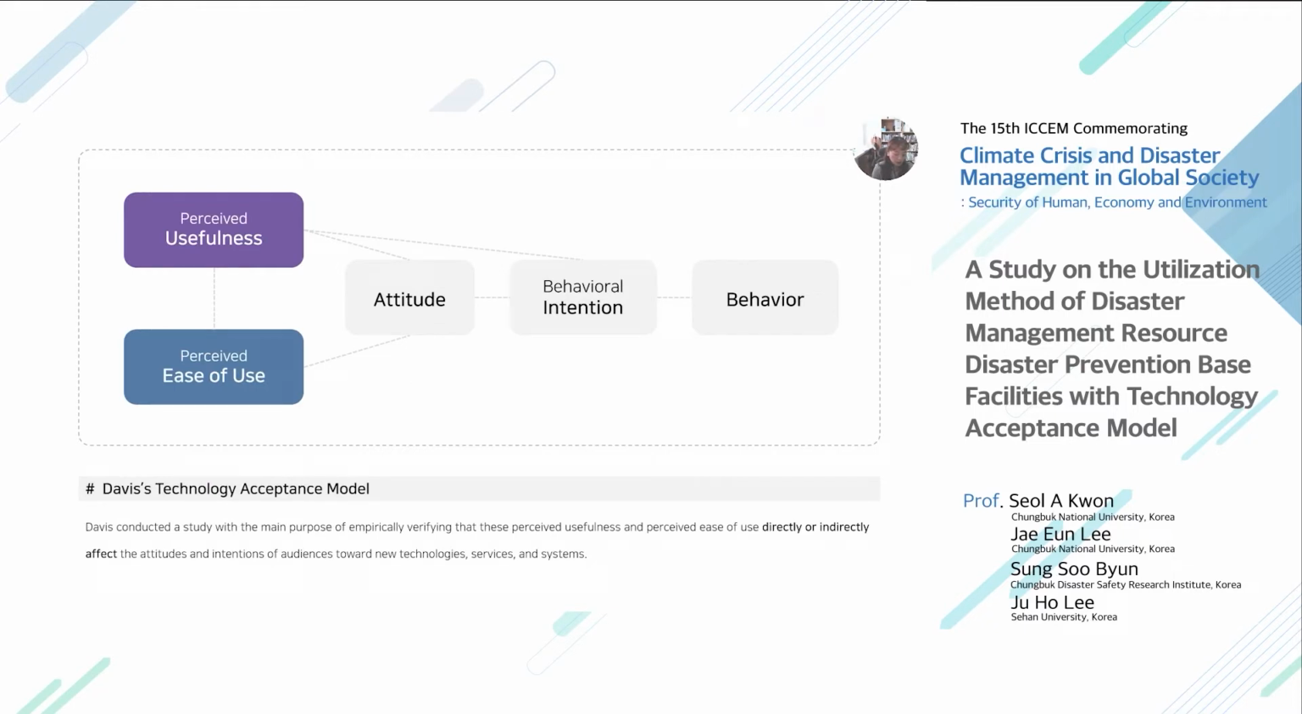Davis conducted a study with the main purpose of empirically verifying that perceived usefulness and perceived ease of use directly or indirectly affect the attitudes and intentions of the audience toward new technology, services, and systems.